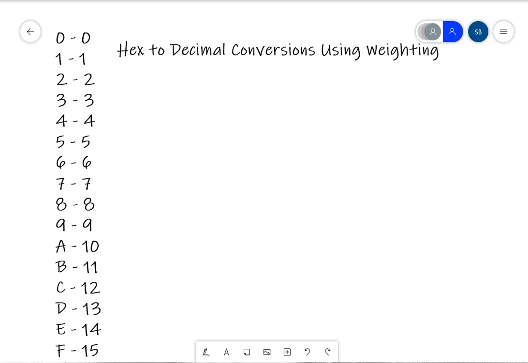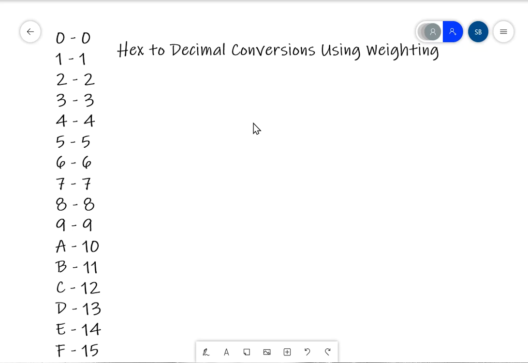So on the left hand side, once again, we have our chart. On the left hand side, we have hex digits 0 through F, all the digits available. And on the right hand side, we have the decimal equivalent numbers for those. And we're going to use this chart as we go through here.